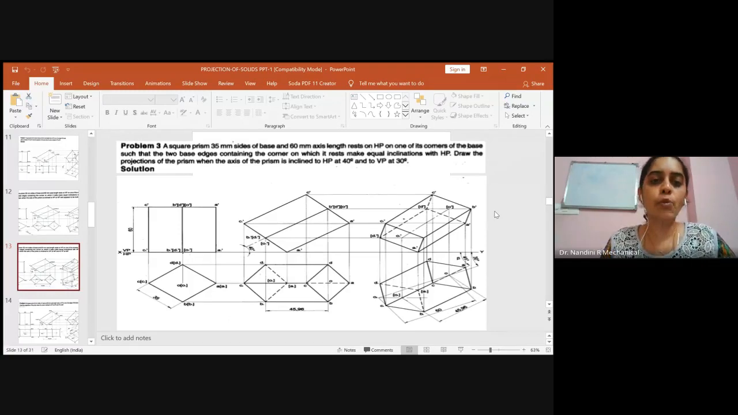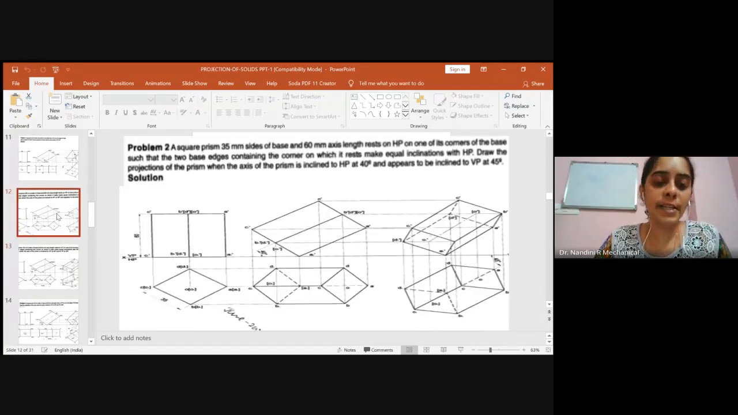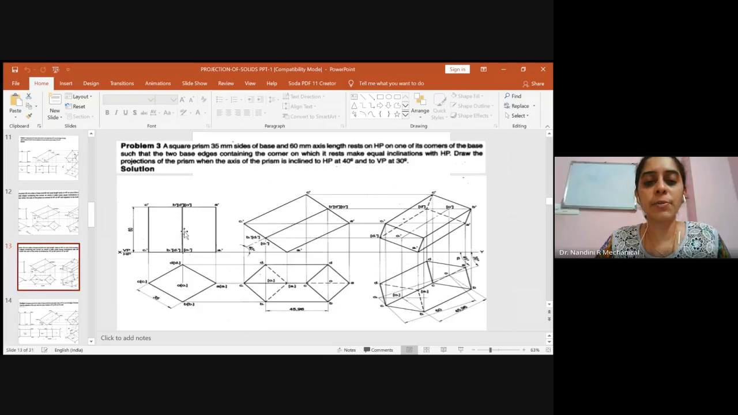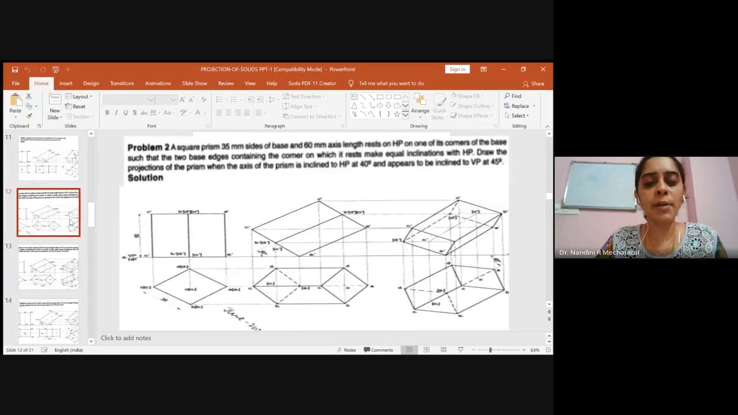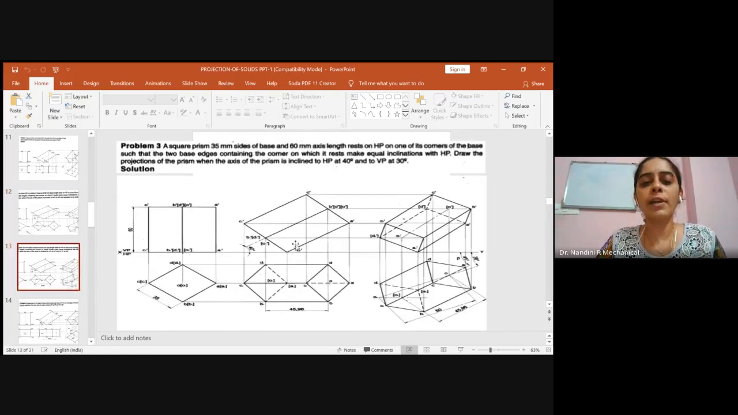It is the same square prism which is resting on one of its corner, but here they haven't told it appears resting on one of its corners. So the first stage will be the same as we did in the second problem. Even the second stage will be the same, because in the second stage we assume the axis is inclined to a particular angle, and in this case the inclination of the axis is given as 40 degrees. So we do the same procedure as I explained in the second problem, and the same way you will get the top view of it.